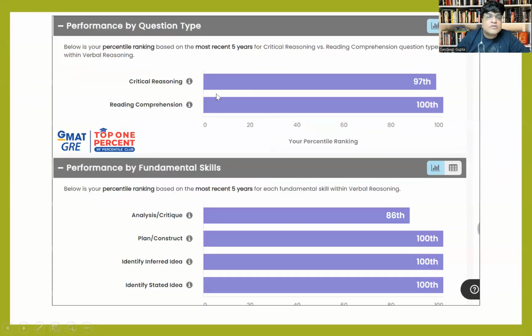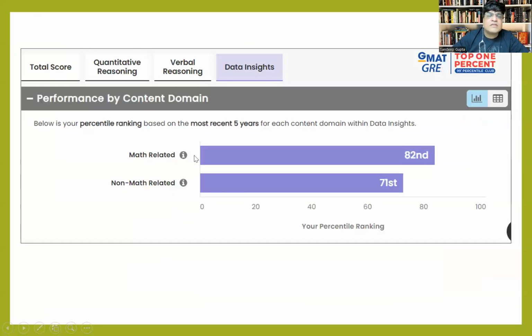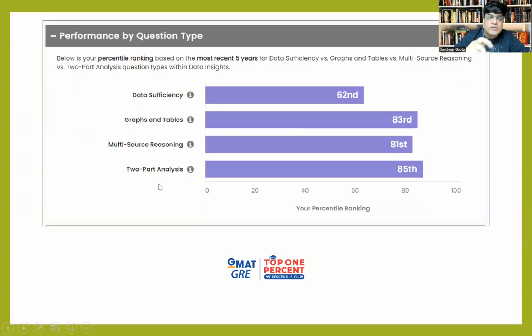In verbal, you have only 2 areas: critical reasoning and reading comprehension. Within CR, you have 2 areas, and within RC, you have 2 areas. All this is obviously relevant when you start preparing, but this is a very important thing. And in data insights, once again, you have math related and non-math related: 10 questions math related, 10 questions non-math. This is 20 questions. I'm just trying to explain the whole thing to you, what all is going to come.